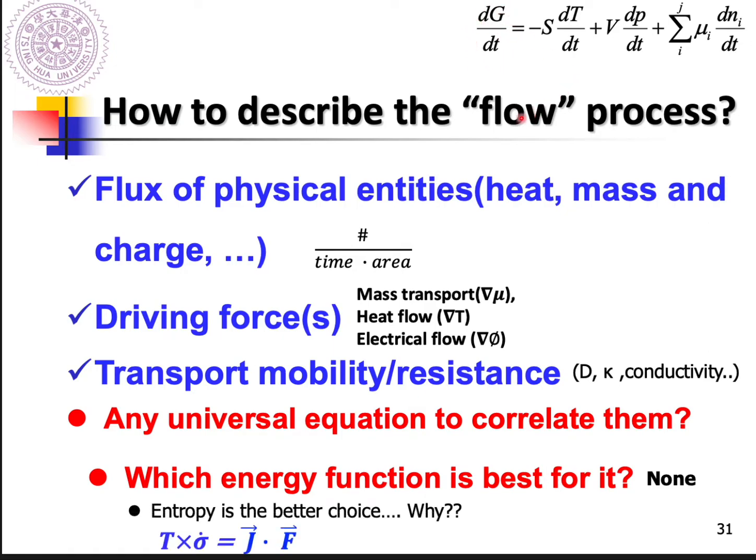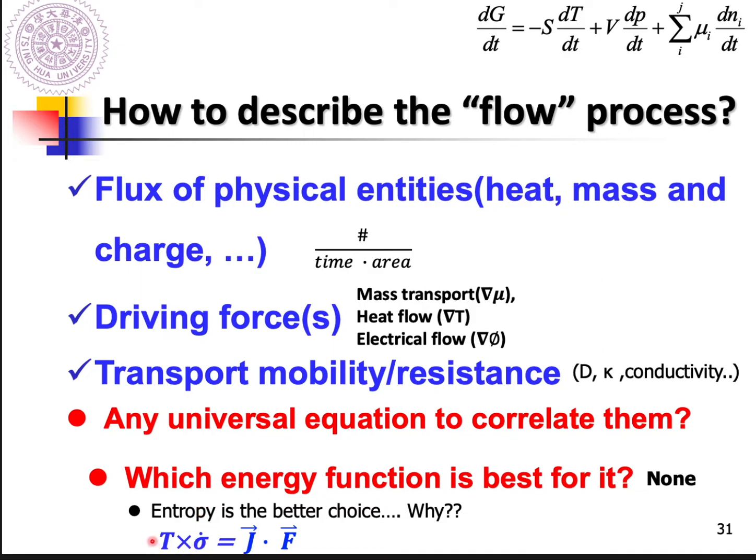So to simplify this, our textbook provided another way to describe the flow process: how about we use the entropy production rate? Because in any irreversible process, entropy always increases. So how about if we compare the entropy production rate between different systems? Probably it is a better choice.